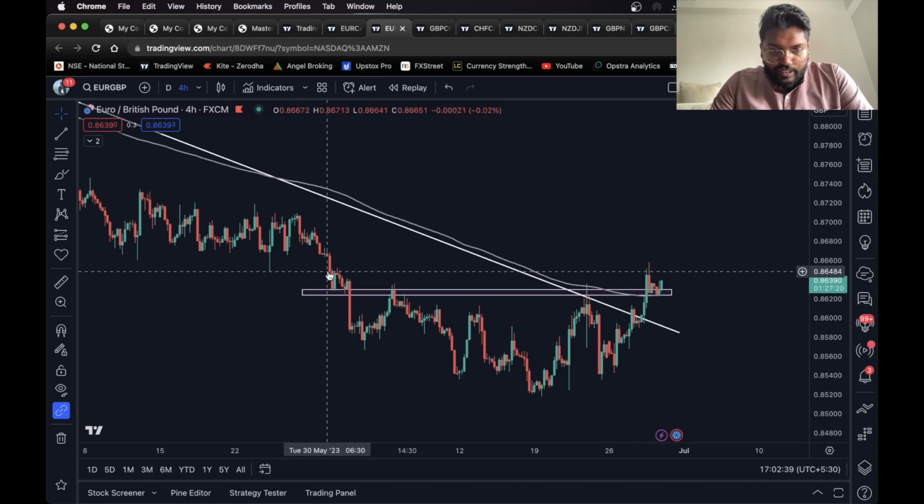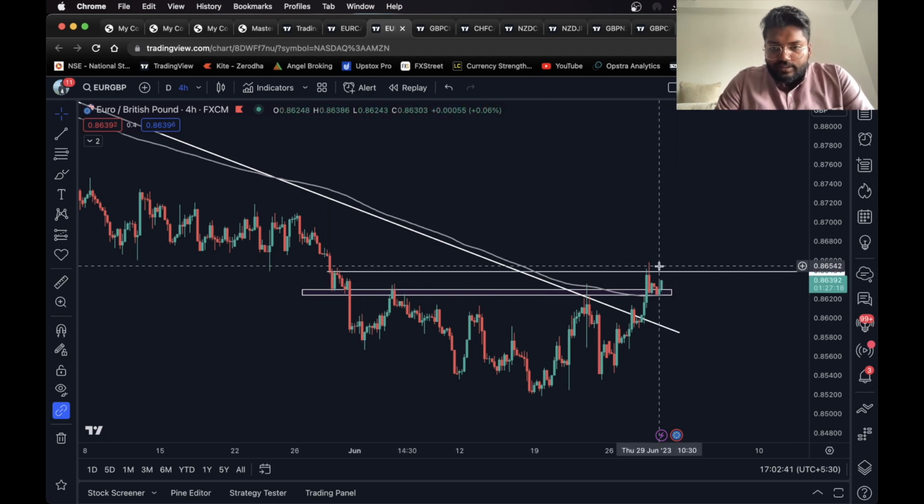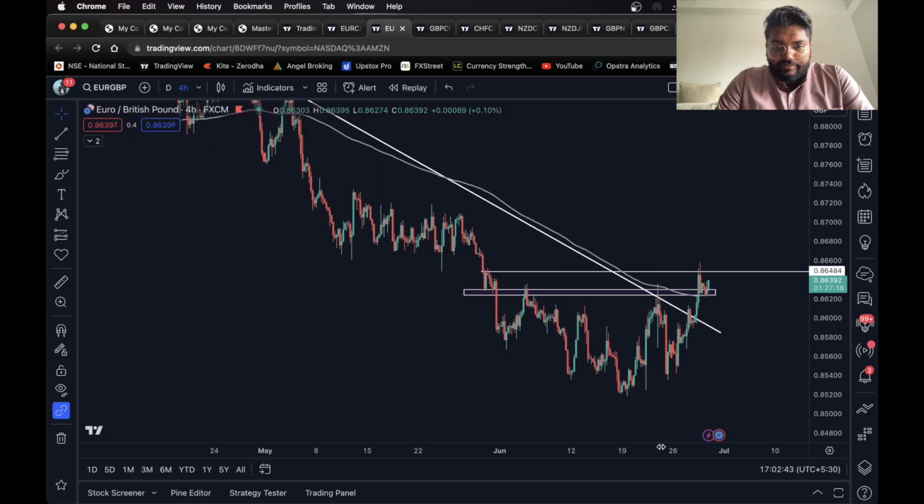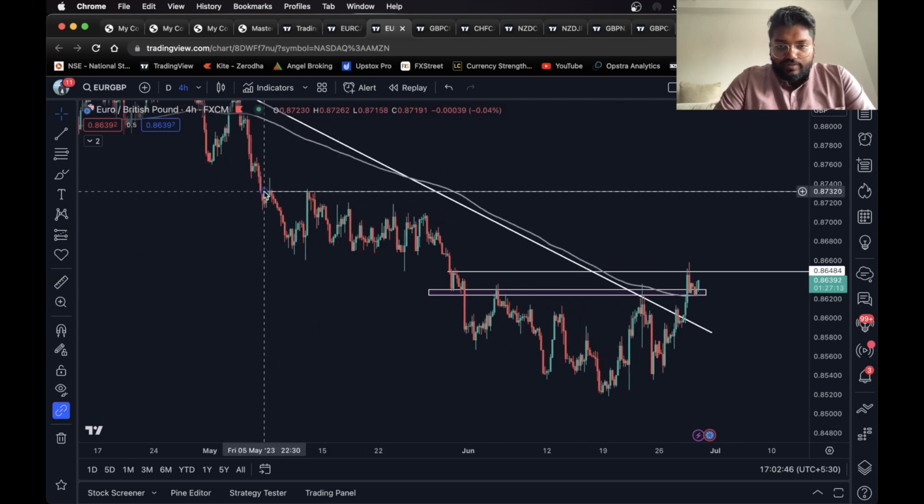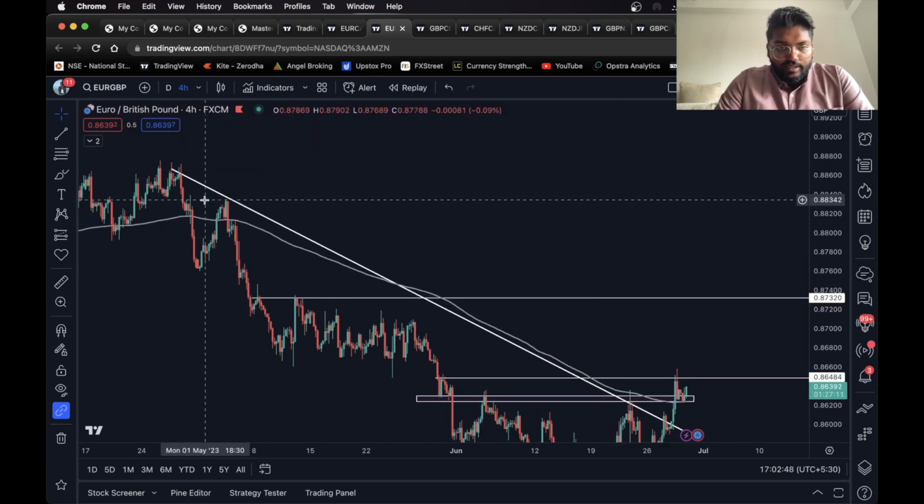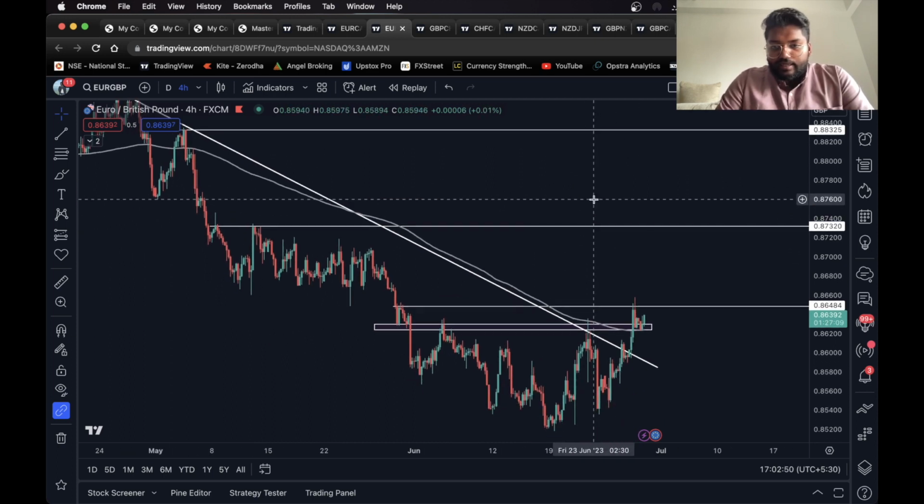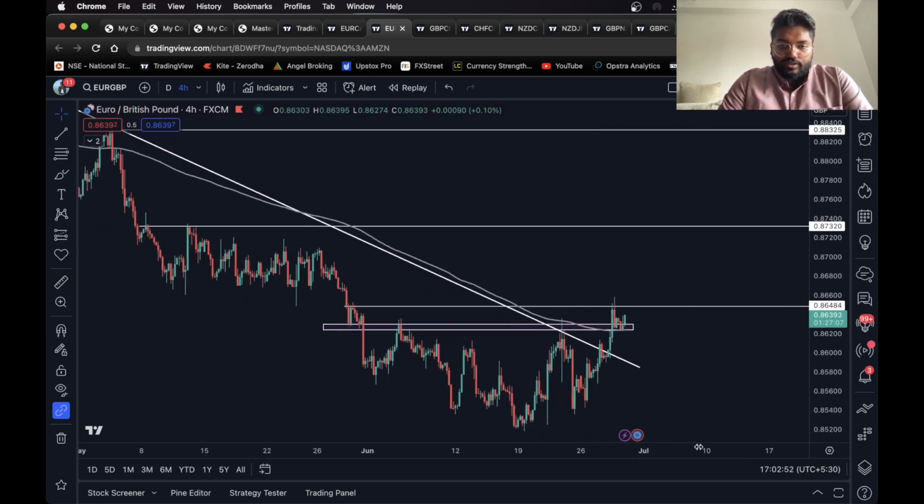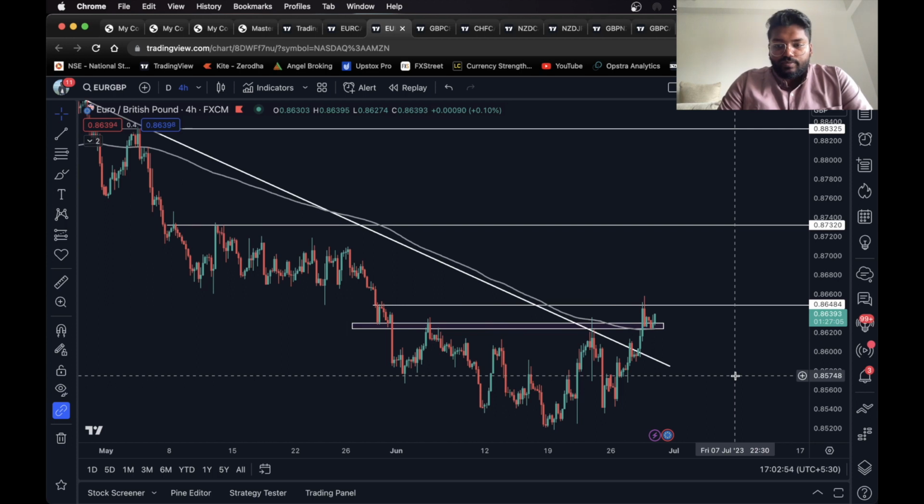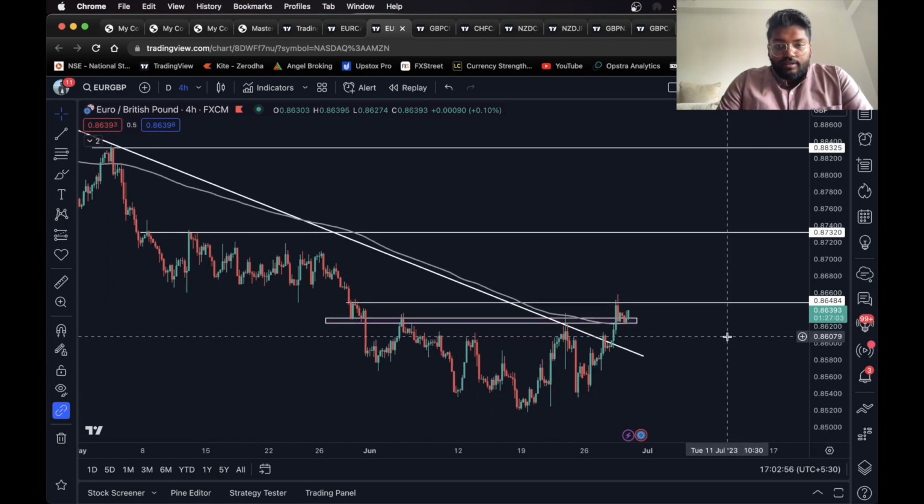As you can see, we have a small level over here, right? Once it sustains above this level, a long entry can definitely be taken, and this level can be considered as the first target and this as the second target. See, targets totally depend on how long you can hold it. This is the forex market, so the market is open 24/7. So this is it for Euro GBP.